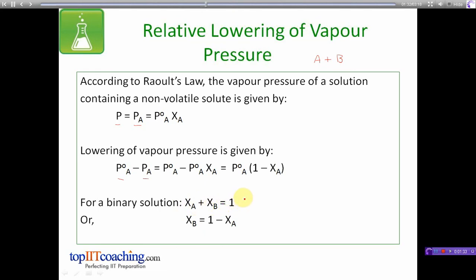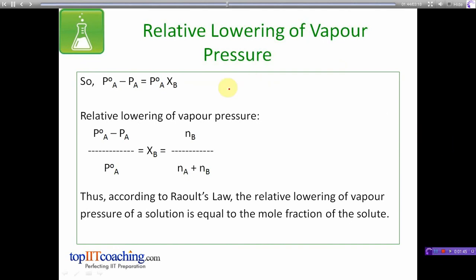On rearranging this equation, we get the value of XB, that is XB equals 1 minus XA. This is the same quantity as given in this equation. So on substituting this value, we get P naught A minus PA is equal to P naught A XB. Now this part is the lowering of vapor pressure. For finding the relative lowering, we have to divide it by P naught A. So P naught A minus PA divided by P naught A will be equal to this part divided by P naught A, which will be equal to XB.